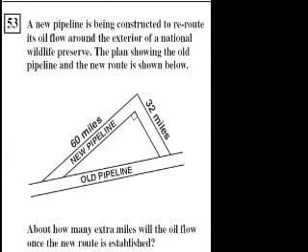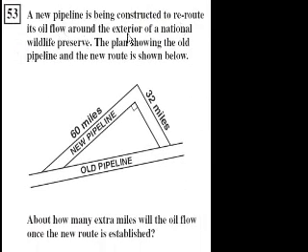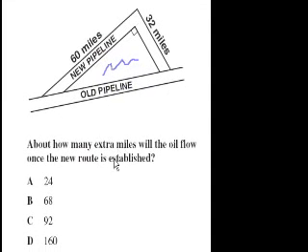Next question. A new pipeline is being constructed to reroute oil flow around the exterior of a national wildlife preserve. I guess that's the National Wildlife Preserve. The plan showing the old pipeline and the new route is shown below. How many extra miles will the oil flow once the new route is established? So the new route is going to be 60 miles plus 32 miles. So the new route is 92 miles.